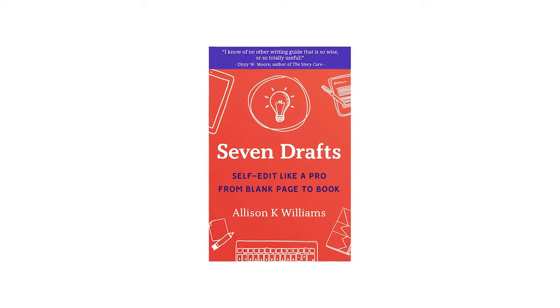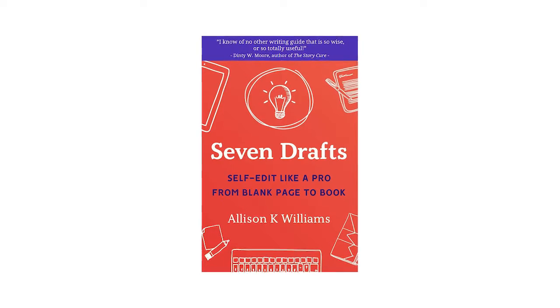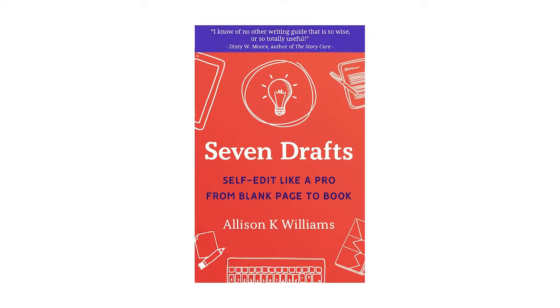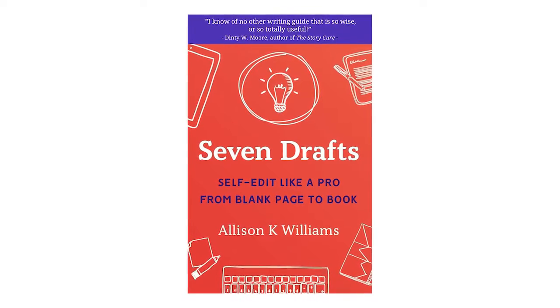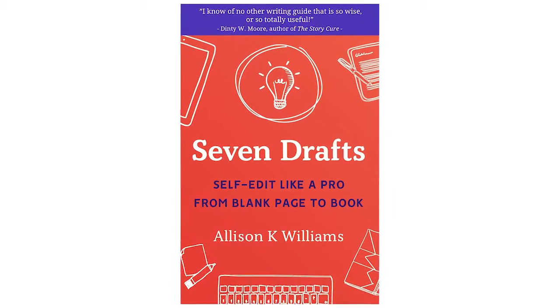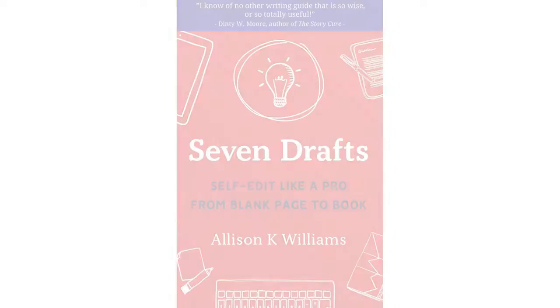And it's a how-to book on editing. And it's called 7 Drafts, or 7 Drafts, as I would say. Self-edit like a pro from blank page to book. What I love most about this book straight off the bat, which is why I grabbed it, is its title, 7 Drafts. Allison K. Williams is throwing wide open this topic that it is going to take multiple drafts to get your polished manuscript. Many people think that their first draft is their finished draft. And if you're writing one draft thinking that you've got to get it perfect so that when you're finished, it's finished, it is not going to be your reality.